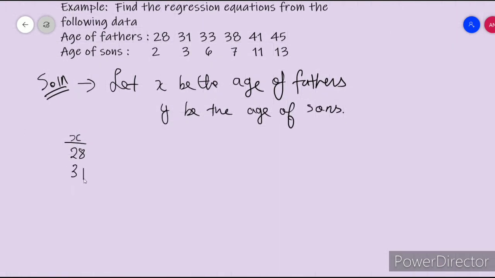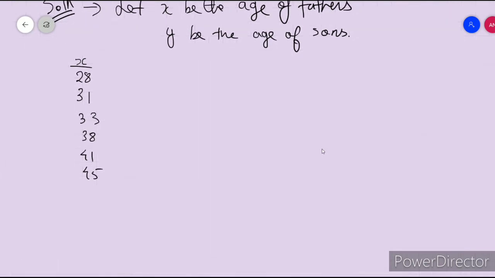So let us write down the x values first, which represent the age of fathers: 28, 31, 33, 38, 41, 45. And let us write down the y values, which represent the age of sons: 2, 3, 6, 7, 11, 13.